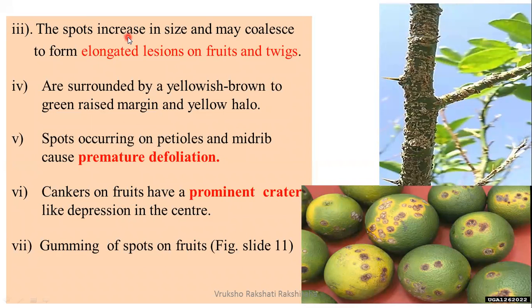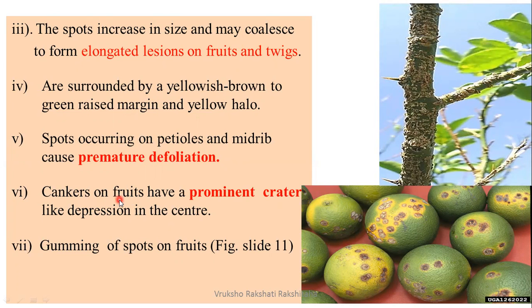These spots then increase in size, and the neighboring spots may merge with each other, that is, they may coalesce to form elongated lesions, especially on the fruits and the twigs. Now these spots are surrounded by yellowish brown to green raised margin and a yellowish halo. The spots also occur on the petioles and the midrib of the leaves, and this causes premature defoliation.